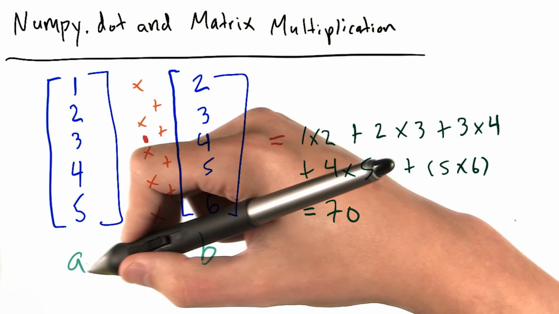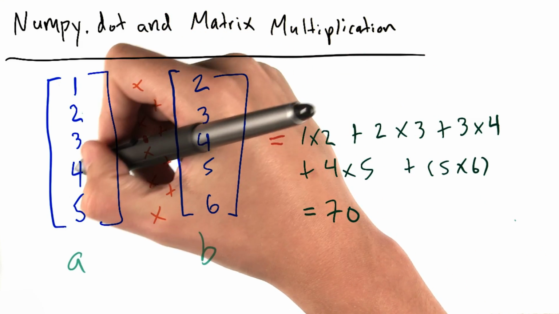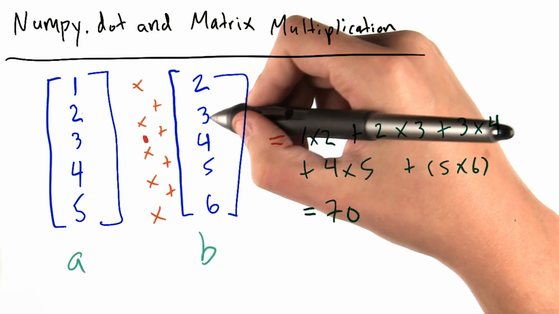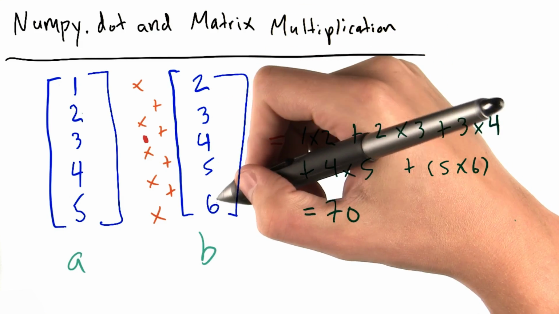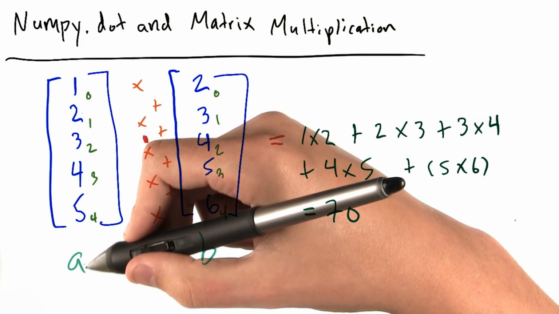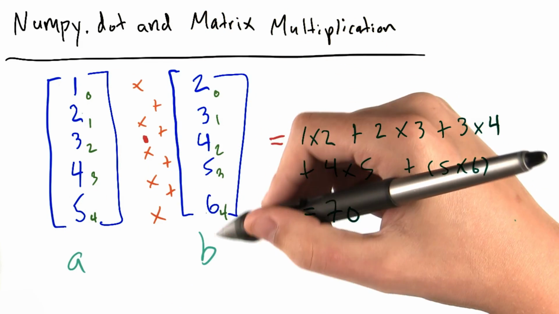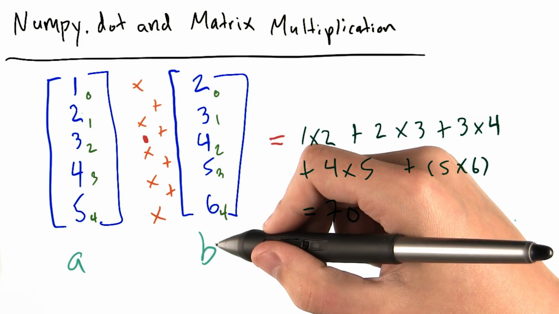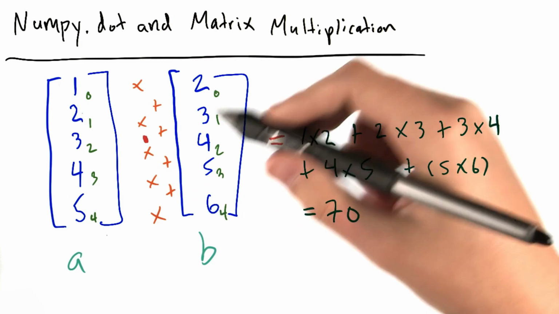Let's say I had an array called A, whose values were 1, 2, 3, 4, and 5. And then I had an array called B, whose values were 2, 3, 4, 5, and 6. These two vectors are indexed in the following way. Let's say that the 0th entry of A is 1, and the 0th entry of B is 2, and the first entry of A is 2, and the first entry of B is 3, and so on.